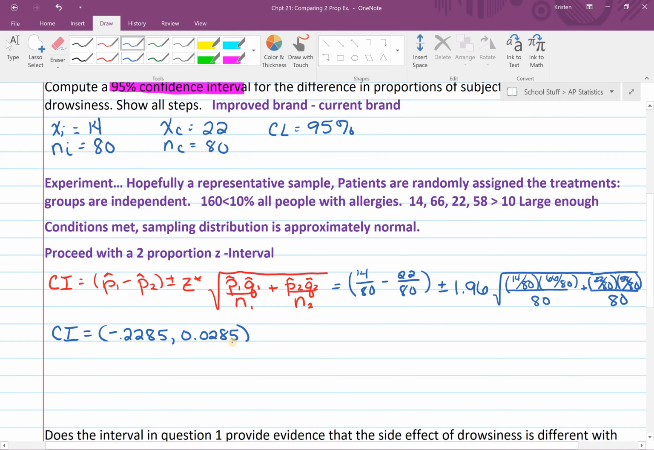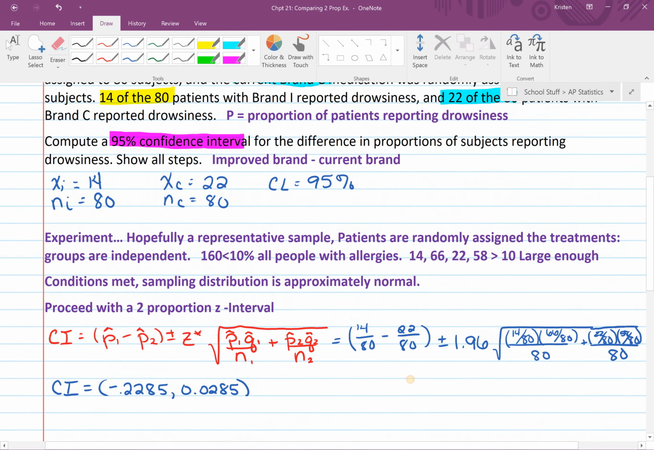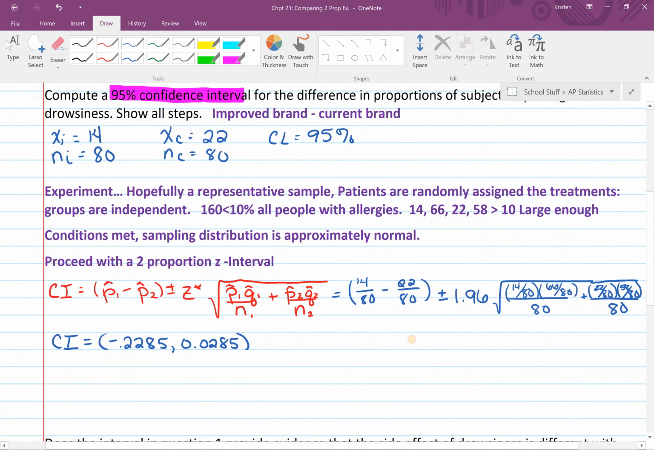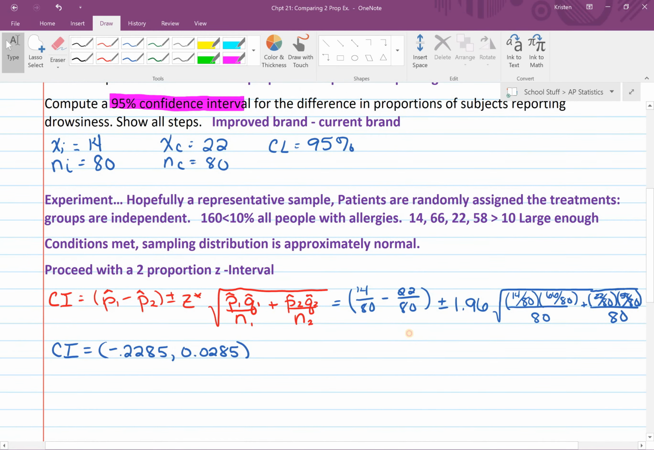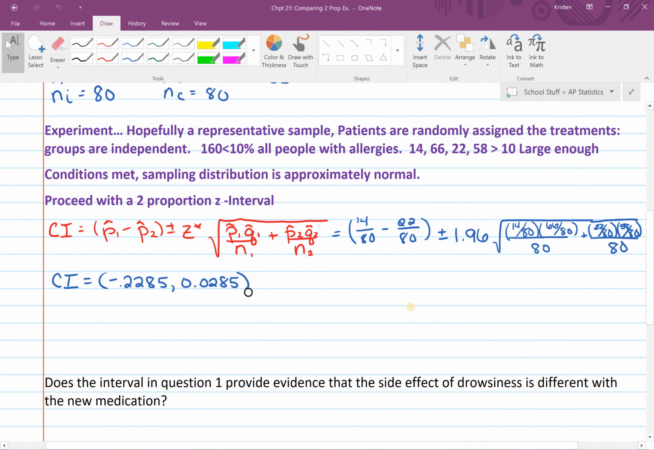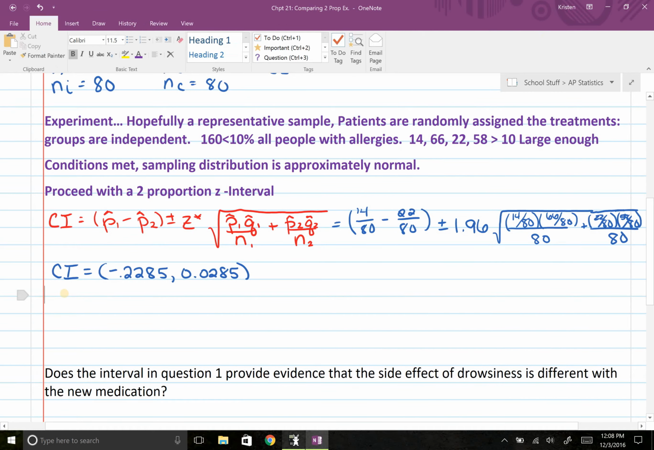So that's my confidence interval. Now, even though it doesn't say interpret the confidence interval, if you are creating a confidence interval from scratch, your final step is always interpret the confidence interval. So that's what we're going to do. In interpreting our confidence interval, we always follow that formulaic response.